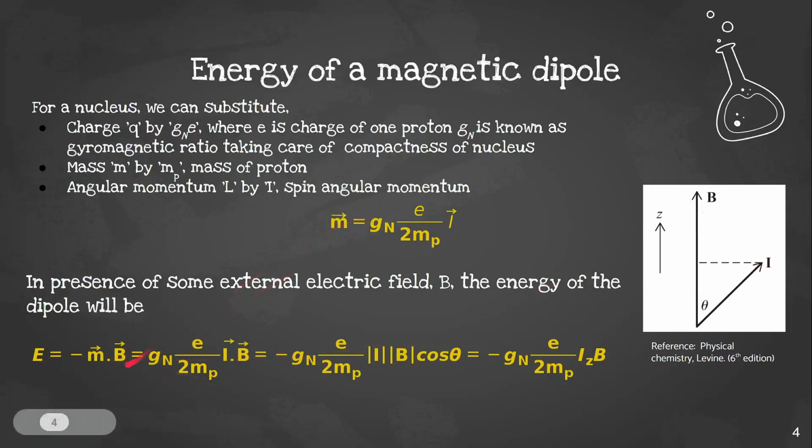So let's substitute the value of mu. If the angle between the magnetic dipole and B is theta, then I dot B can be replaced by the magnitude of I into the magnitude of B into cos theta. Now this I into cos theta can be considered as the Z projection of I, and that's why it can be written as Iz.